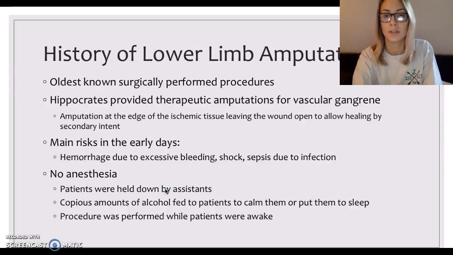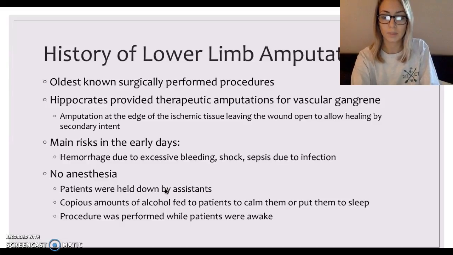There is a long history of lower limb amputations. They are the oldest known surgically performed procedure. Hippocrates provided therapeutic amputations for vascular gangrene. The amputation was performed at the edge of the ischemic tissue, leaving the wound open to heal by allowing secondary intent to take over.